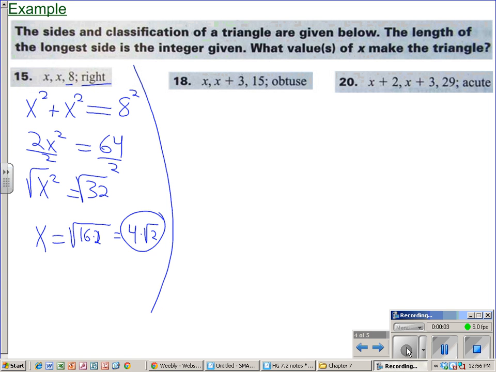Everybody, this is the third video for section 7.2. This is the fourth time I'm doing this video. Each time I've forgotten one little thing, and so I have to just redo the whole thing. But that's okay.